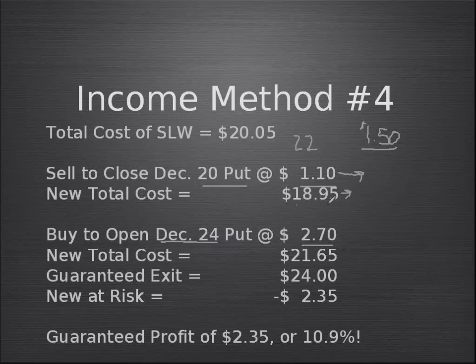Now our cost basis on the stock had increased to $18.95. We're going to add $2.70 to buy new insurance, so our total cost is $21.65. But what have we done? We've guaranteed a higher payout at 24.